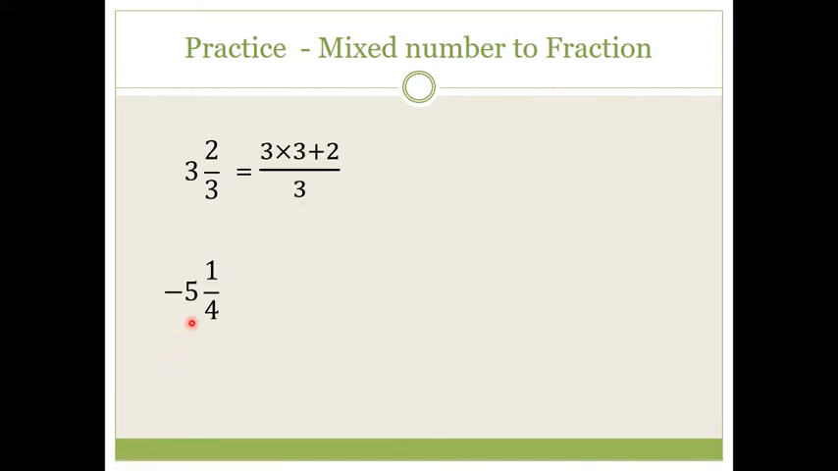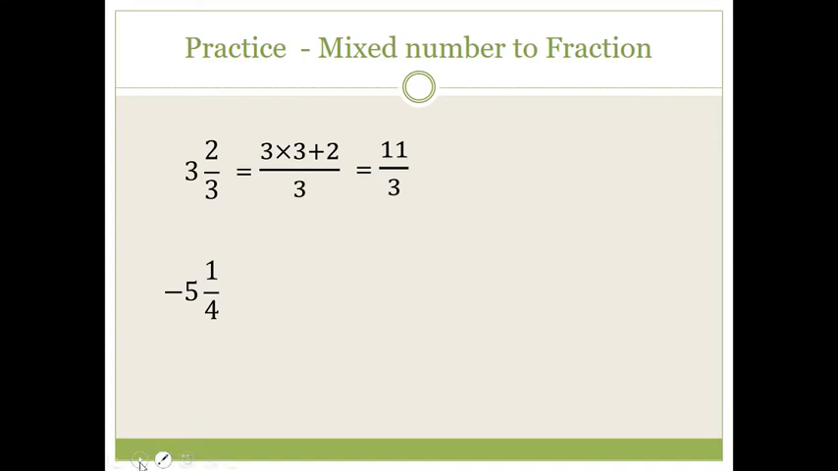Alright, so let's take a look at the first one. 3 2/3, I'm going to multiply 3 times 3 and then add the 2 to get a total of 11. Then we just carry the denominator over and it stays the same. So 3 2/3 is the same as 11 over 3.